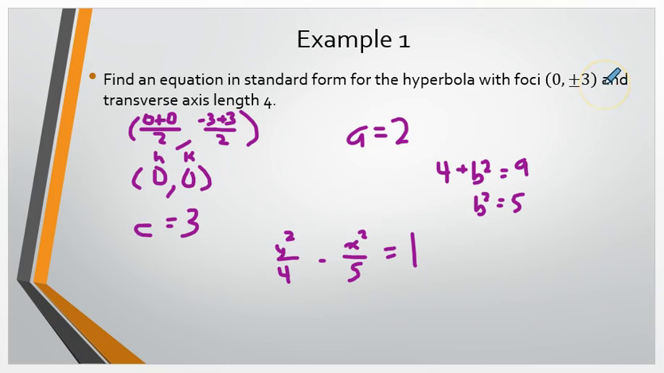A and C always go in the same directions, and for a hyperbola, A always goes first. So since C goes with the Y coordinate, A goes with the Y coordinate, and that means Y goes first. So that's it. That's our equation right here.